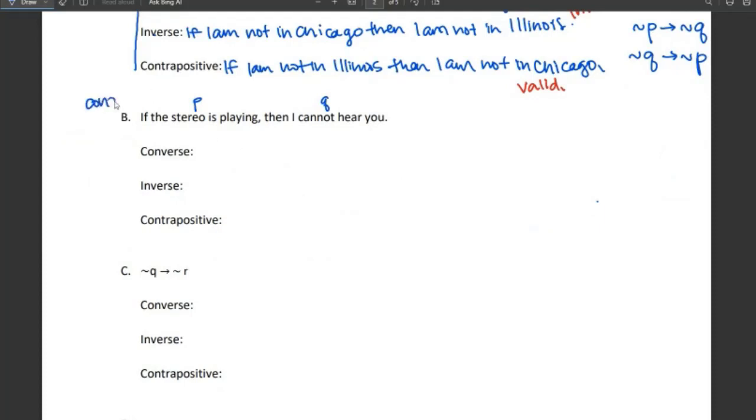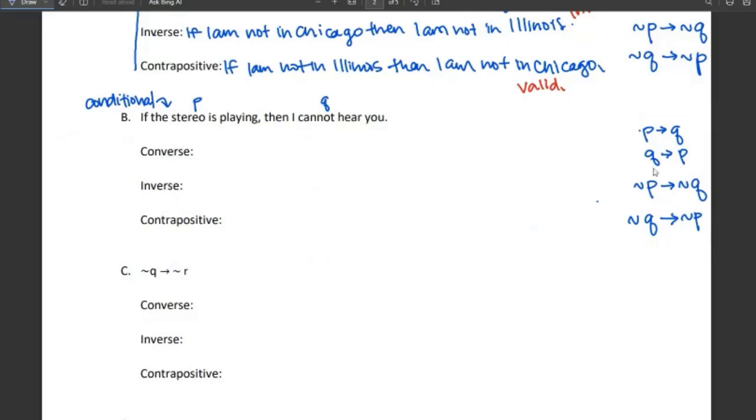This is our conditional statement. So we'll do the same thing. We have if P, then Q. Our converse, we switch sides. Q comes first, then P. Our inverse, we negate. So order stays the same. P becomes negative, and then Q becomes negative. And then the contrapositive, we do both. We switch sides, and we make them negative.